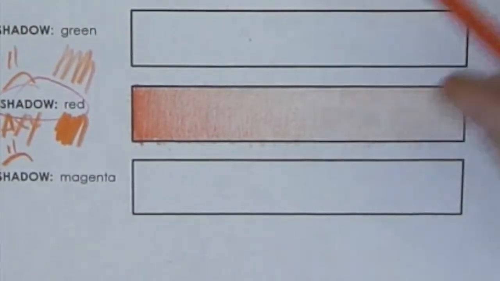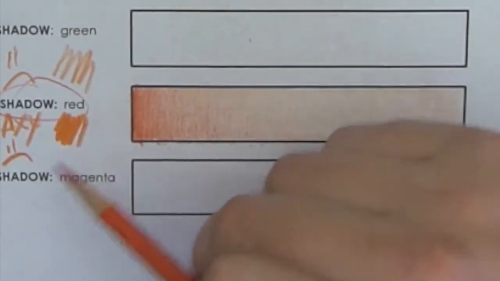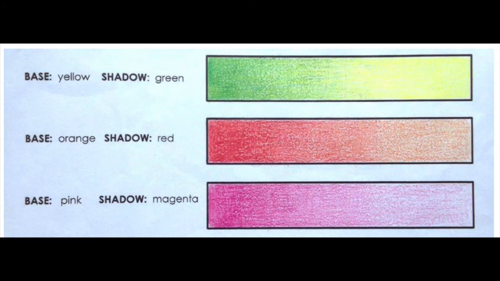So again, base colors are flat and smooth, and shading is dark to light. And here's a finished example of a worksheet.